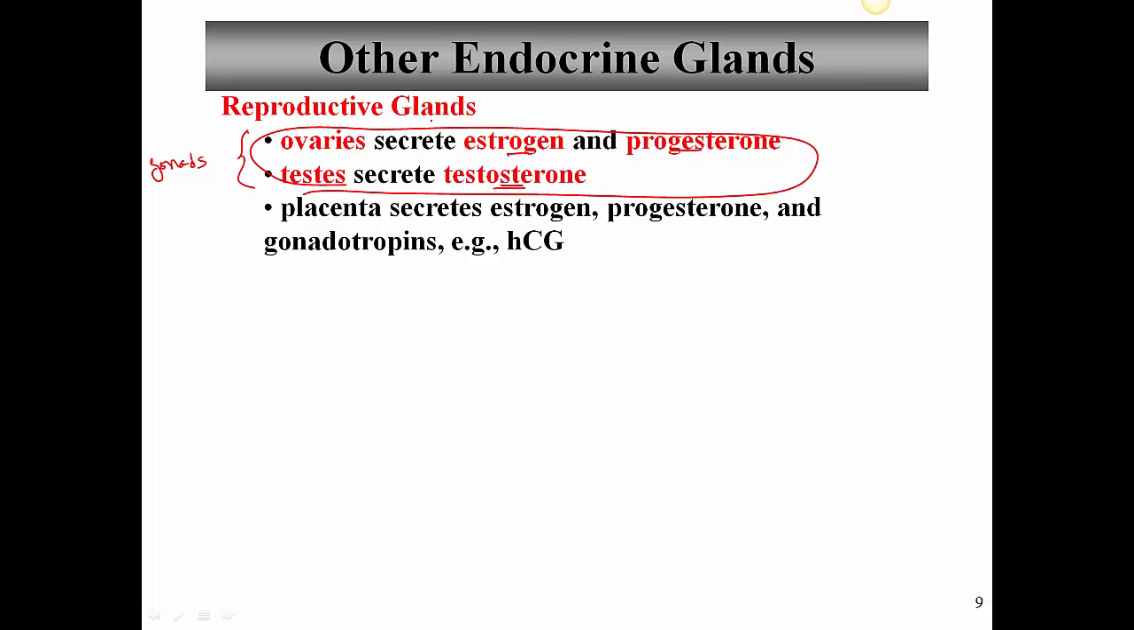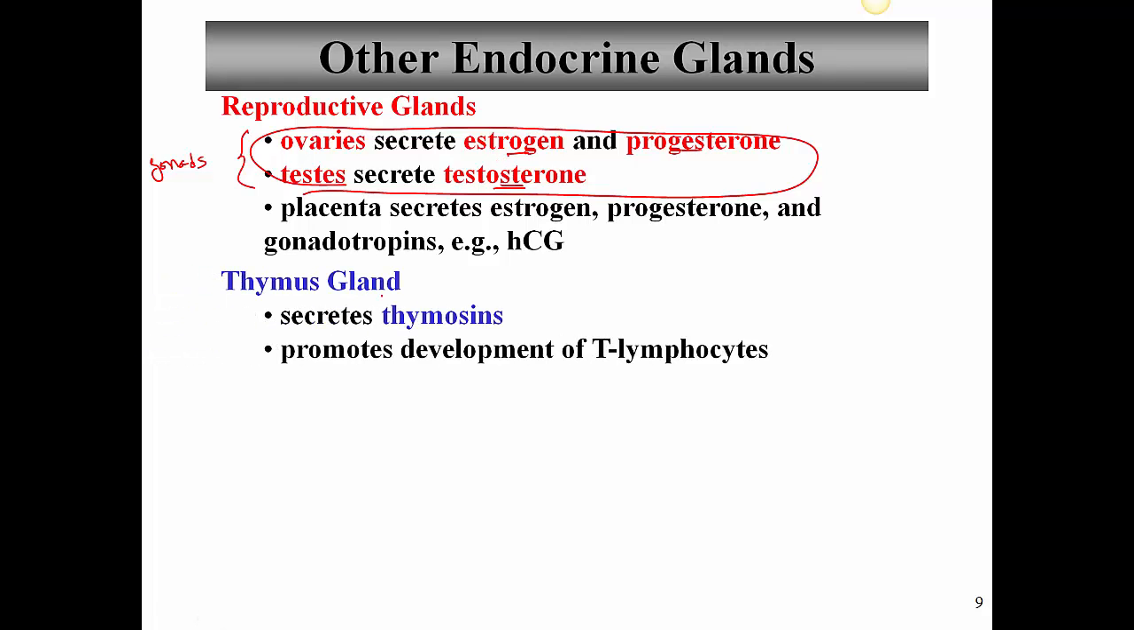We're going to go much more in detail into the reproductive structures and glands when we talk about the reproductive system at the end of the course. The thymus gland we spoke about when we talked about the lymphatic system and immunity. In addition to the other things it does to help T lymphocytes mature, it also secretes thymosins, which are hormones. And these also aid in the maturation of T lymphocytes.